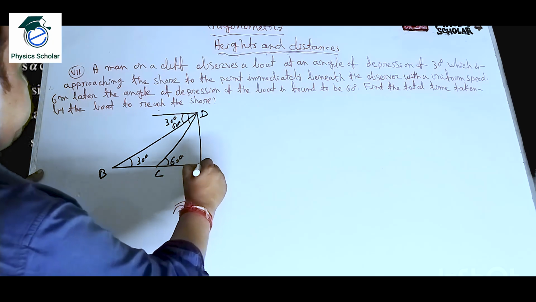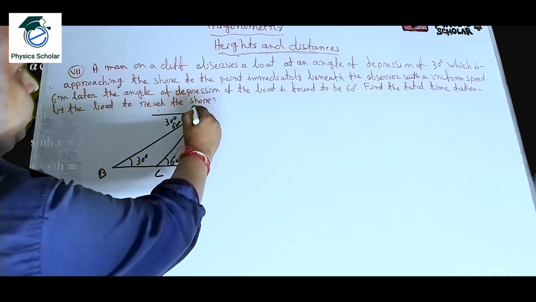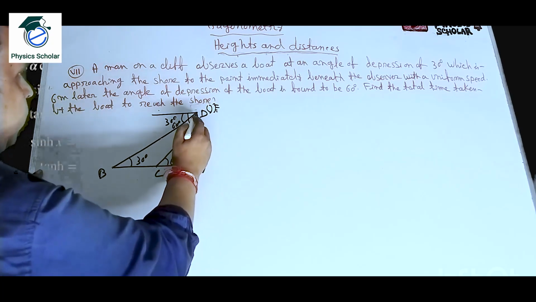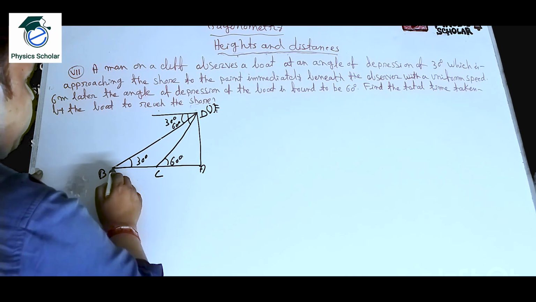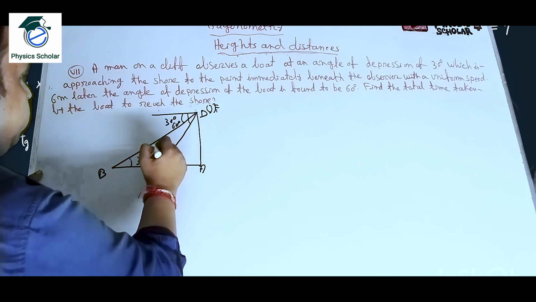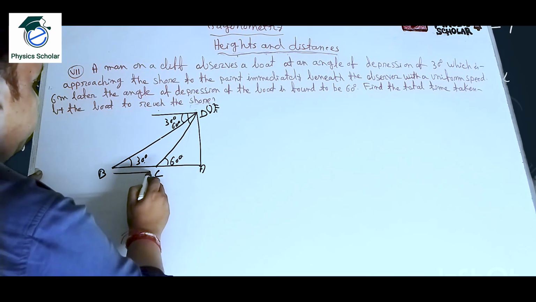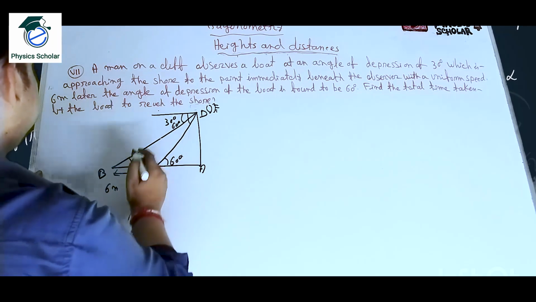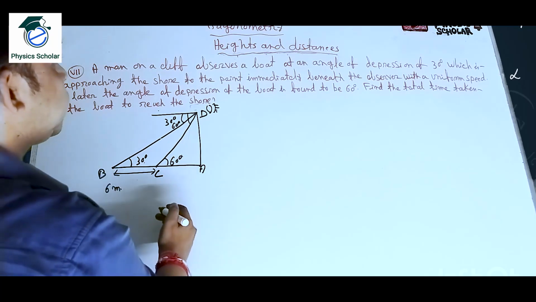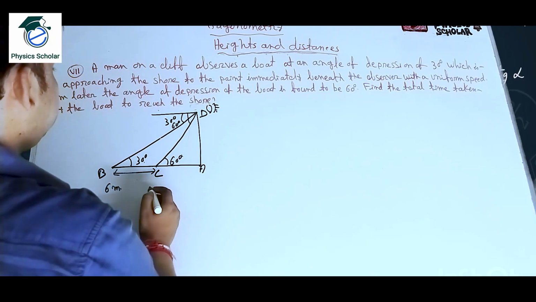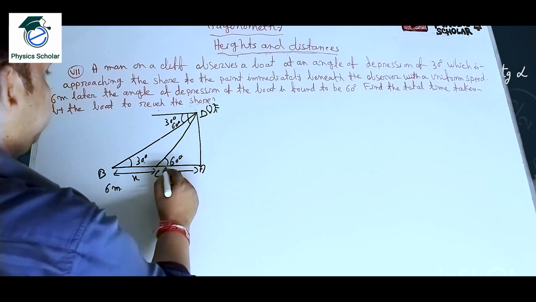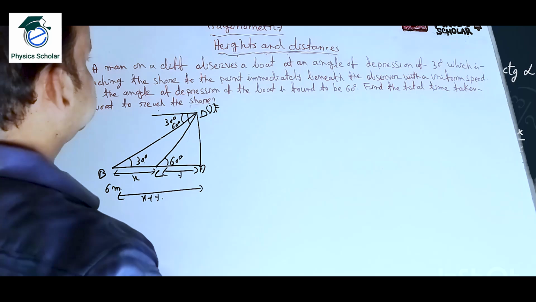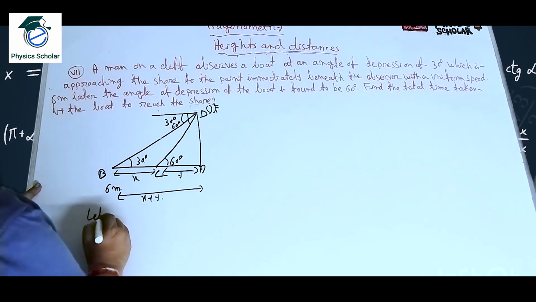See what I have done over here. This is the cliff, and a man is standing here. This is the eyes of the man. So at B, the man is watching the boat at an angle of depression of 30 degrees. Now the boat is coming over here. So in time 6 minutes, suppose it is x and suppose it is y, so the total distance will be x plus y.